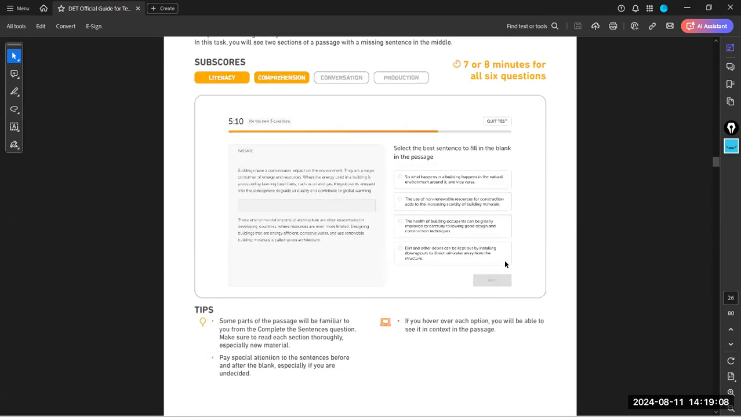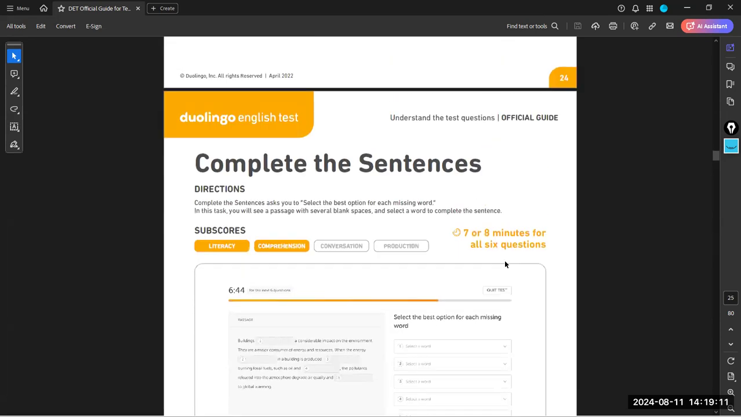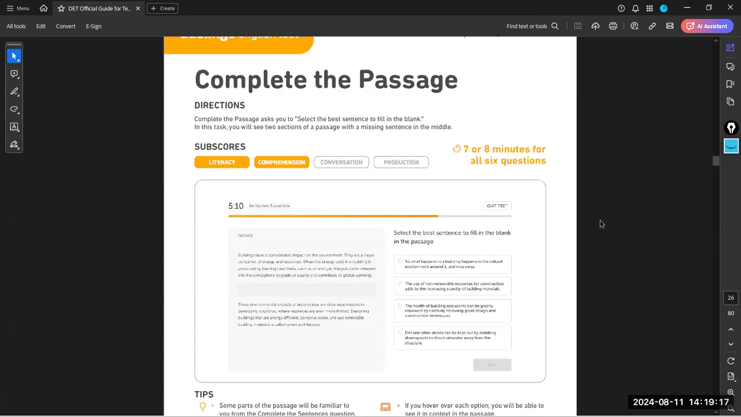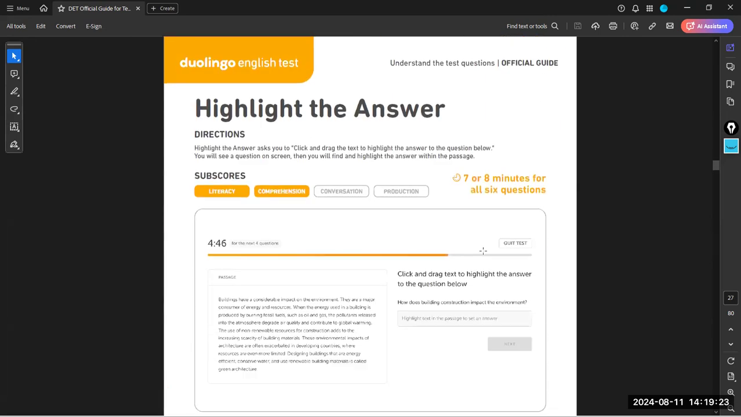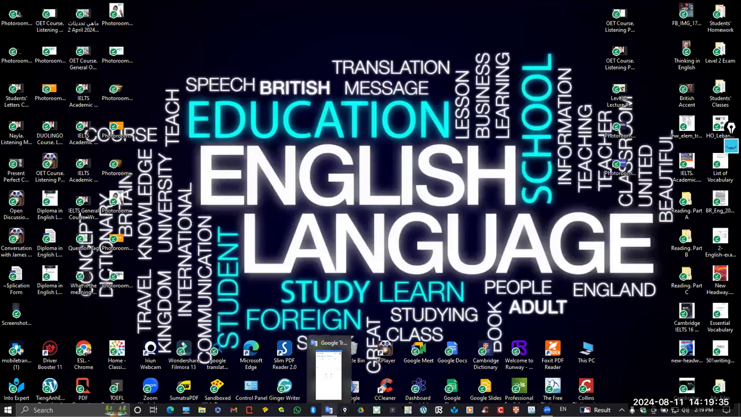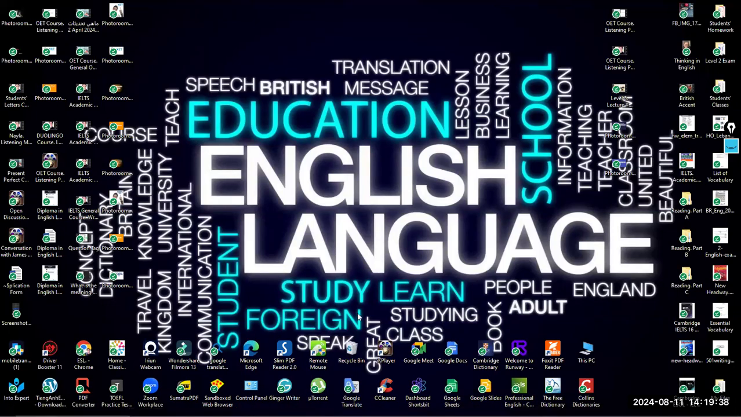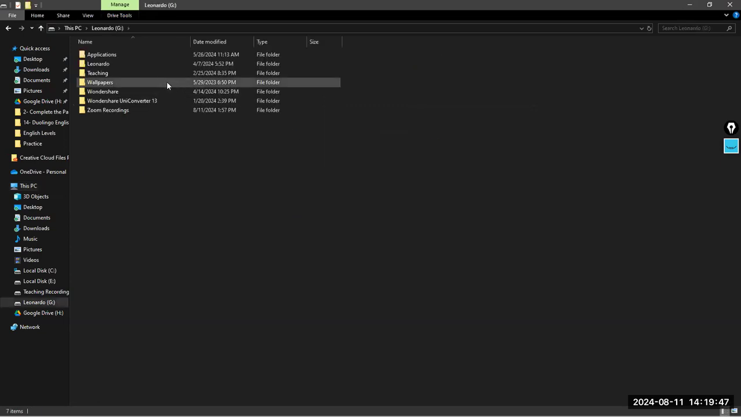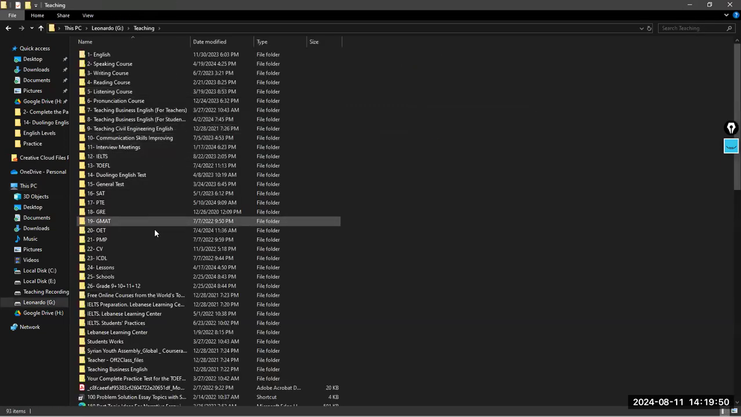So this is the meaning of interactive reading and all these 5 modules under the name of interactive reading. As we noticed, we have finished talking and practicing the complete the sentences module, and we have finished talking about the complete the passage module. Now it's time to discuss the highlight the answer module. And as usual, guys, I have to show you the directions. Then I have to discuss the tips. After that, absolutely, we are going to practice highlight the answer. So let me open the file and we have to start.